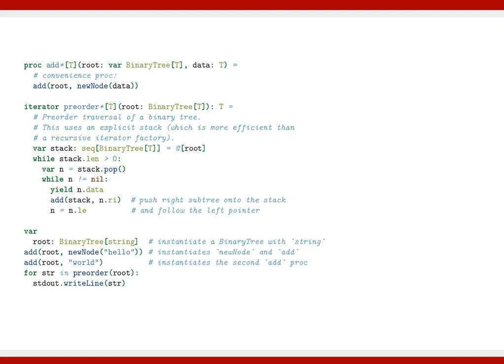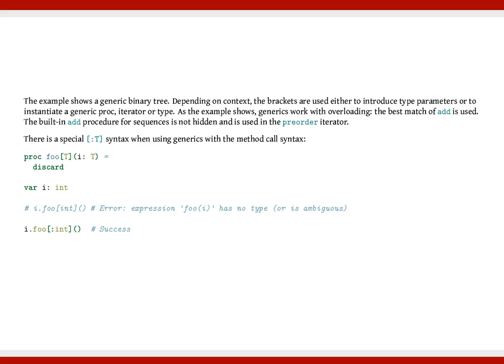Add root new node "hello" # instantiates new node, and add root "world" # instantiates the second add proc. For str in preorder root: st.writeLine str. The example shows a generic binary tree. Depending on context, the brackets are used either to introduce type parameters or to instantiate a generic proc, iterator or type. As the example shows, generics work with overloading.